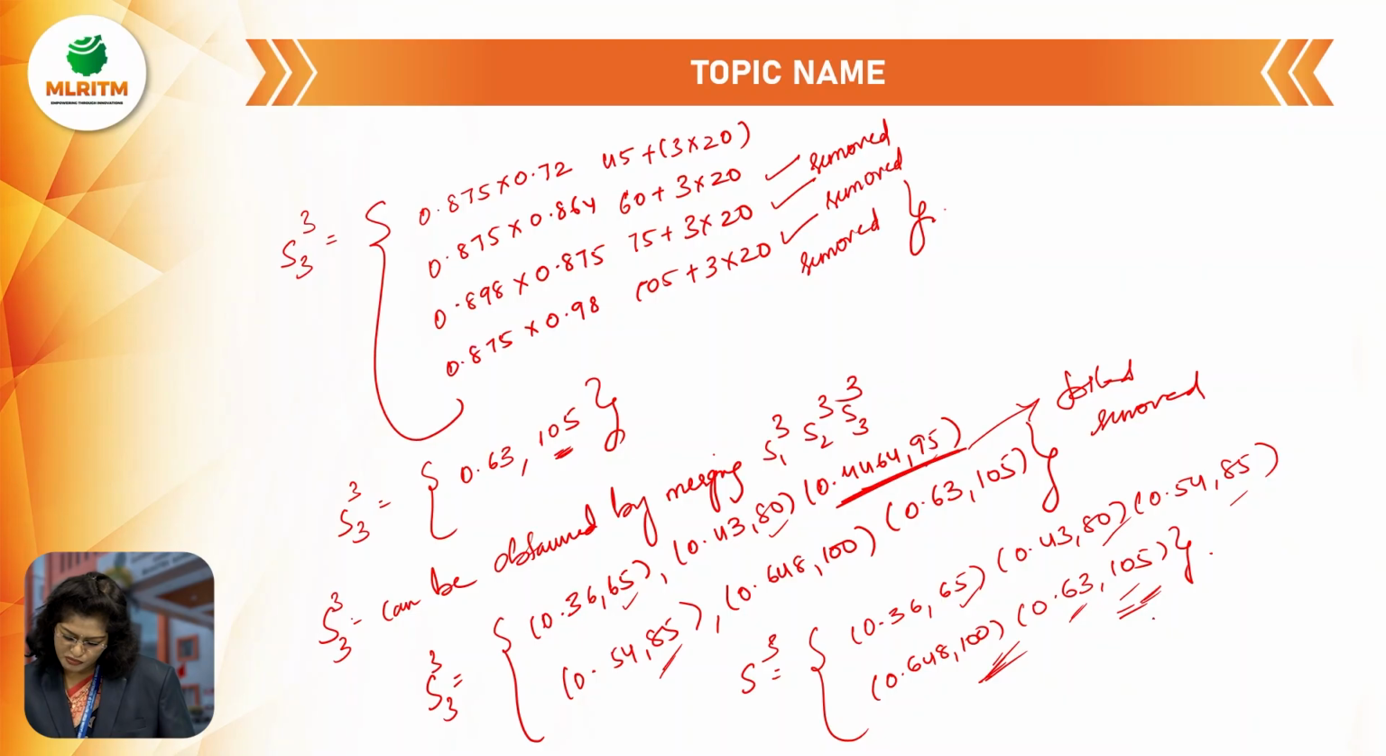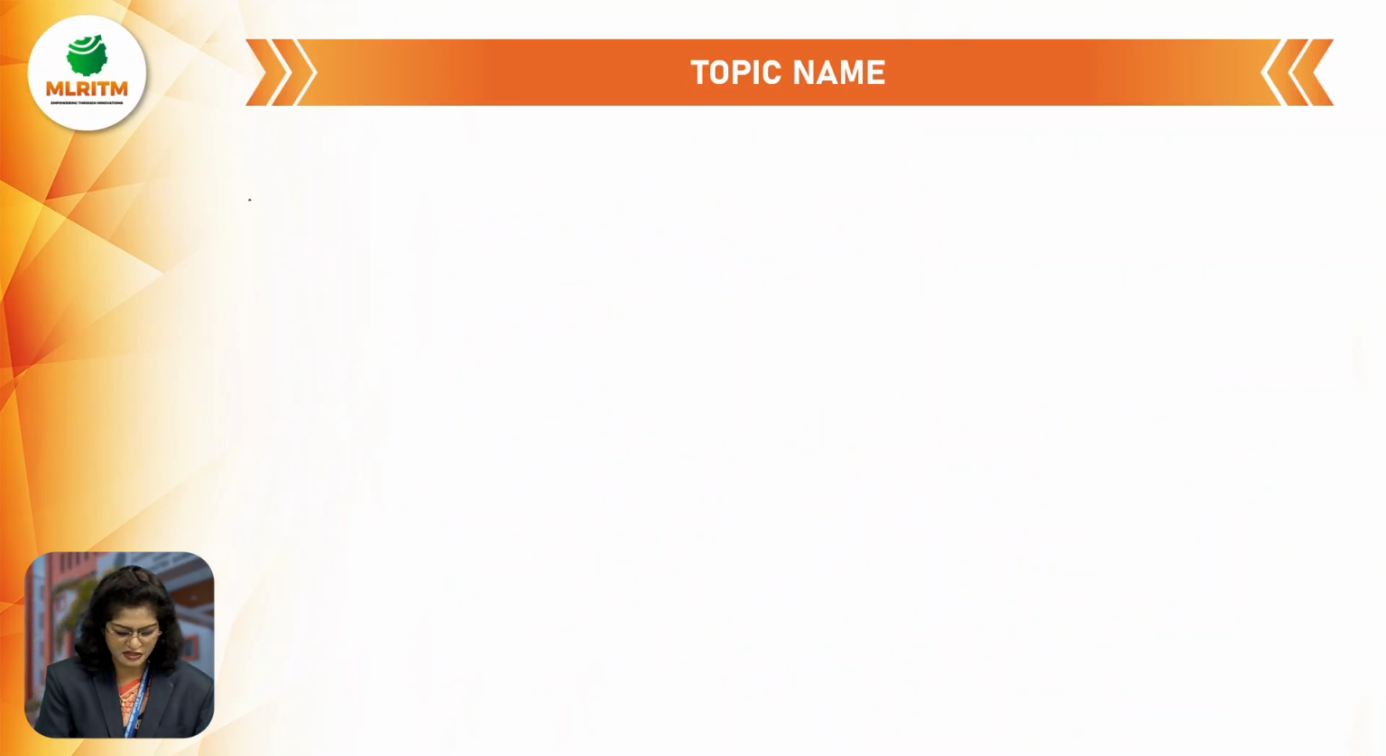So we need to remove the pair, what is it? 0.63. S3 value, yes, S3 value, that we got all that. Now you are going to get the maximization with 0.648. So you need to consider this value. All right, next is what, ma?